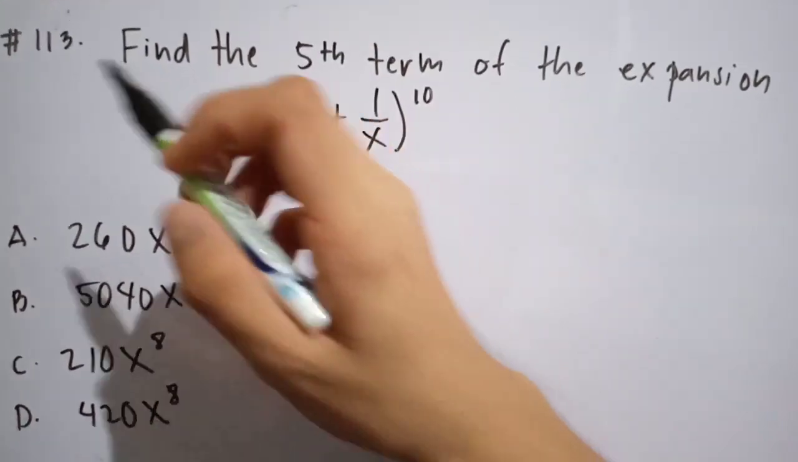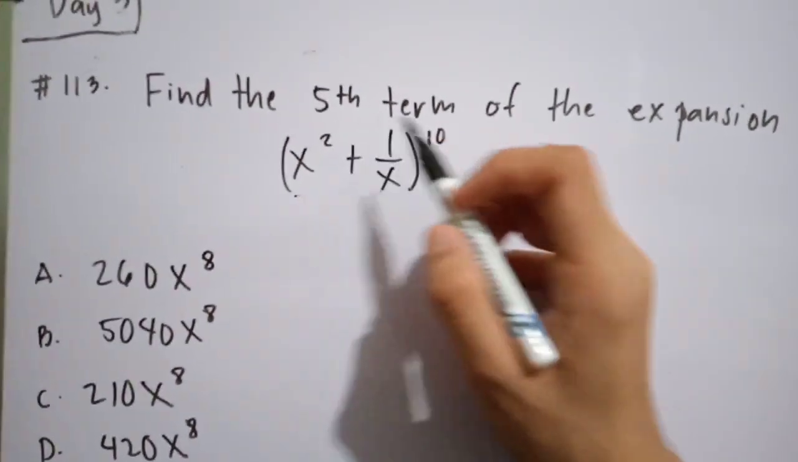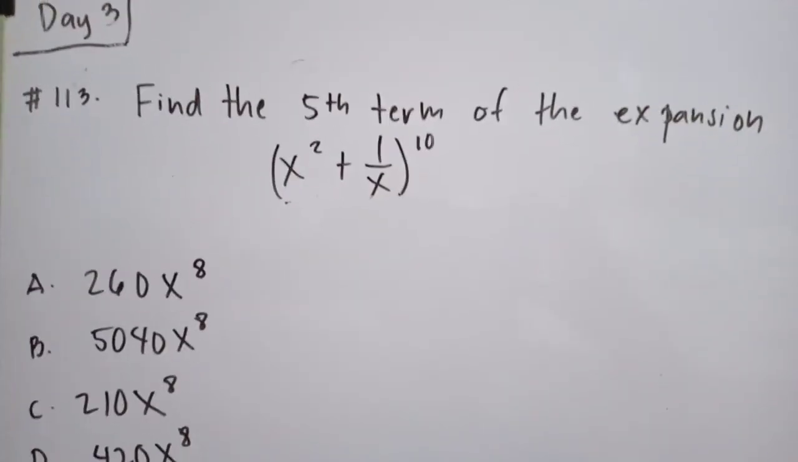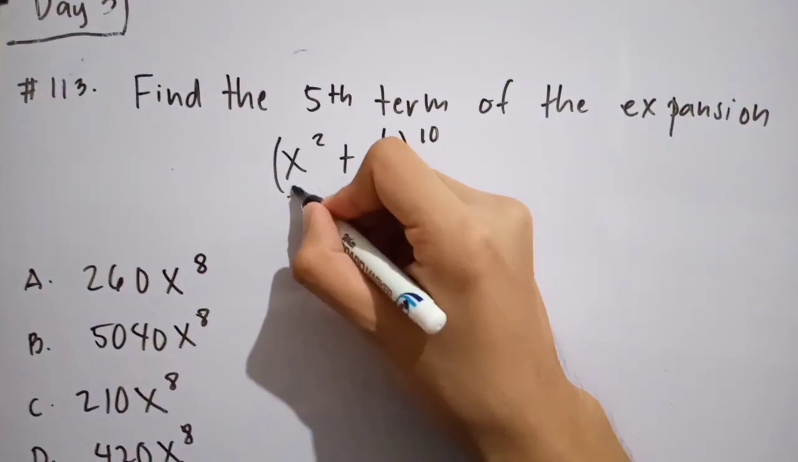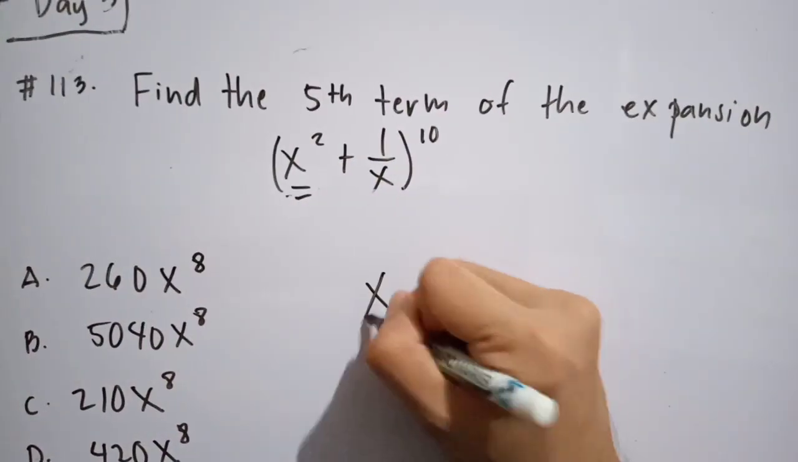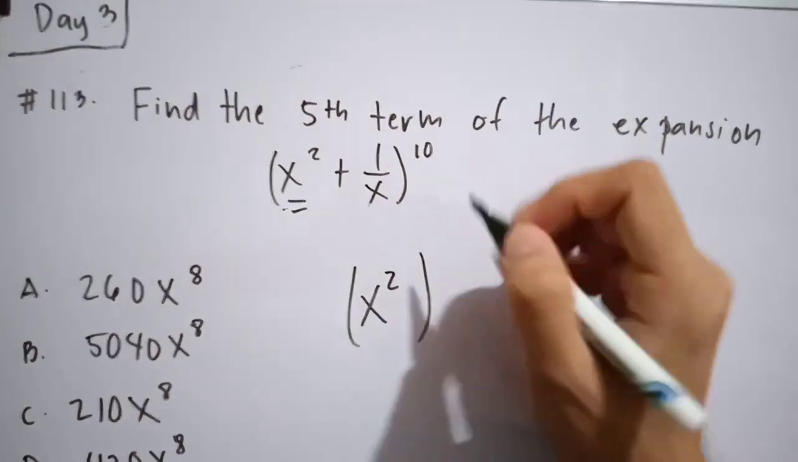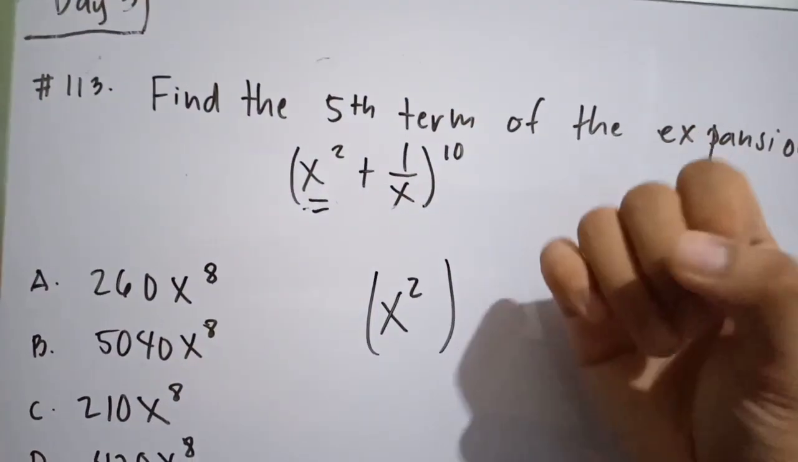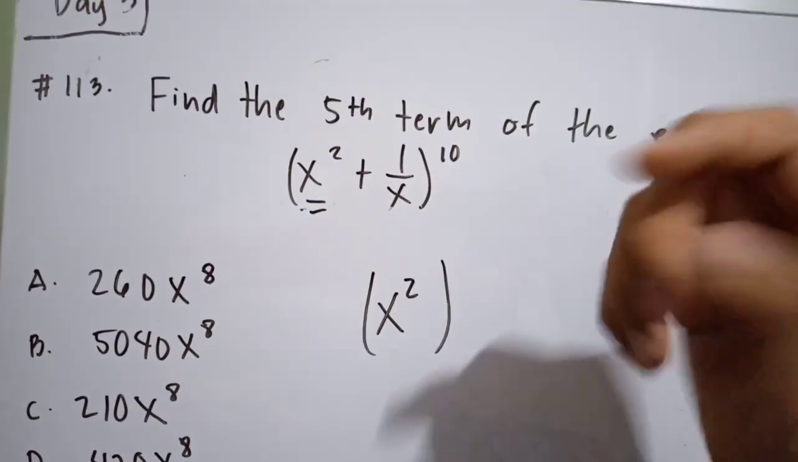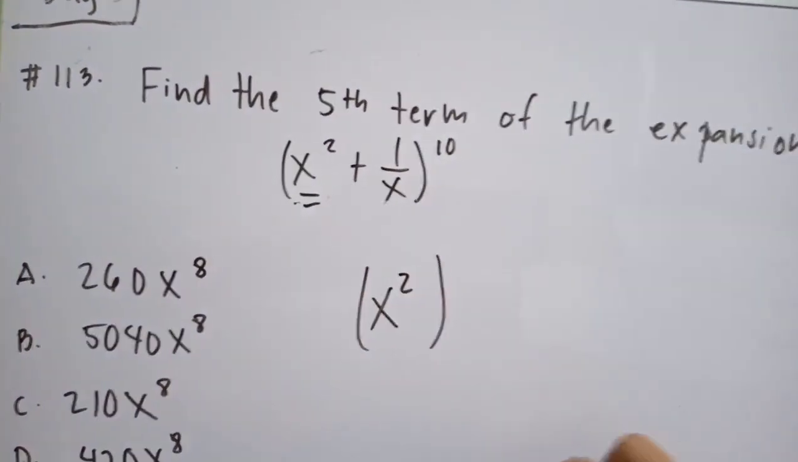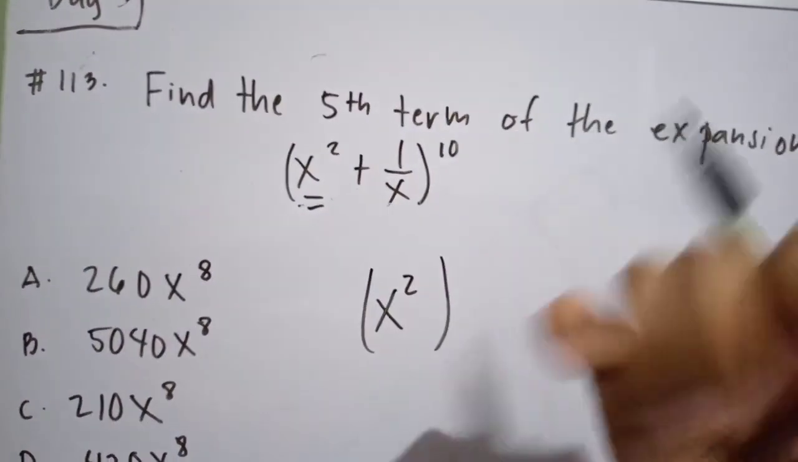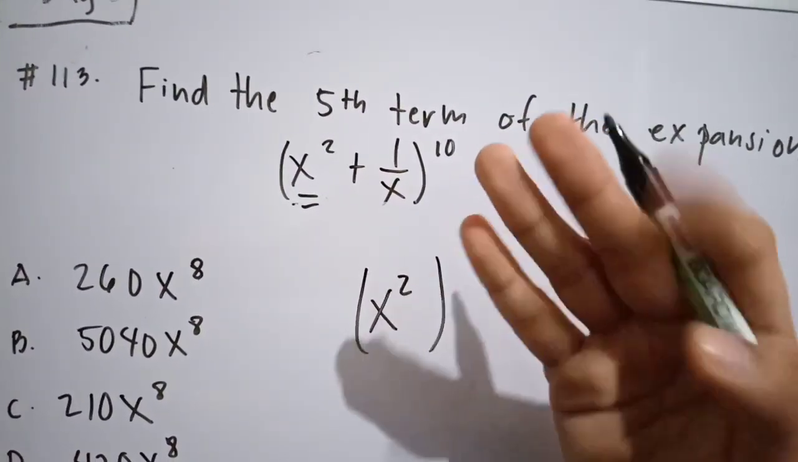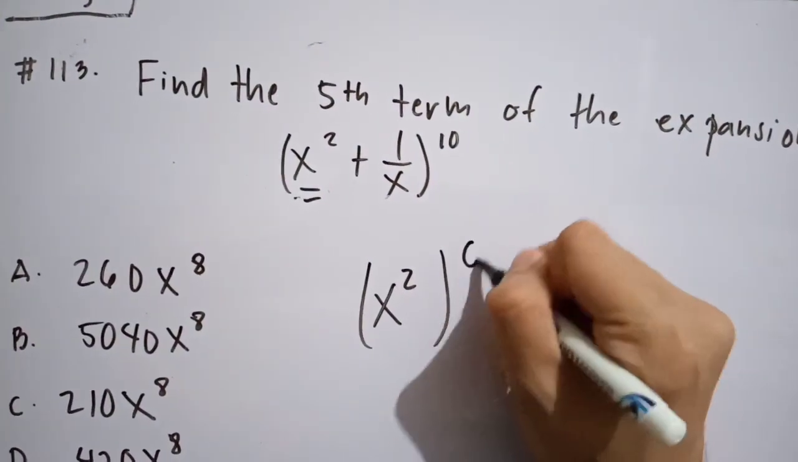So this is problem number 113. Sabi dito, find the fifth term of the expansion (x squared plus 1 over x) raised to 10. So dun sa fifth term natin, dapat ang exponent nito ay yung 10 pababa. For example, magbilang ka ng 10 na 5 pababa. So fifth term, yung first term kasi ay merong ito raised to 10. So maging 10, 9, 8, 7 pababa siya eh. So bibilangin mo lang. So yung unang term ay 10, tapos yung pangalawa 9, tapos yung pangatlo 8, tapos 7, tapos 6. So 6 yung magiging exponent nito.